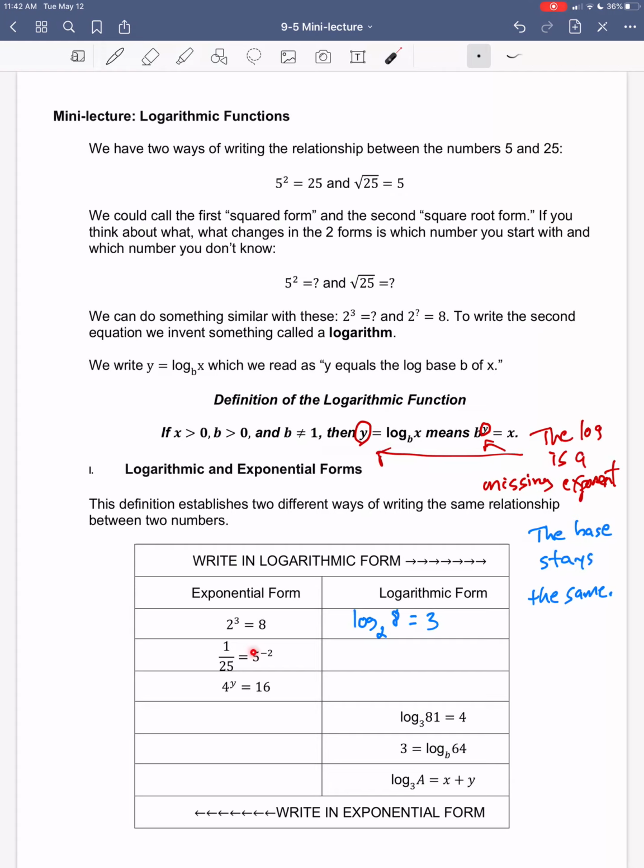Yeah, the base is 5. So the base stays the same. So log base 5 of something equals something. The log is a missing exponent. What's the exponent here on the left-hand side? 5 to what power? Yep, -2.